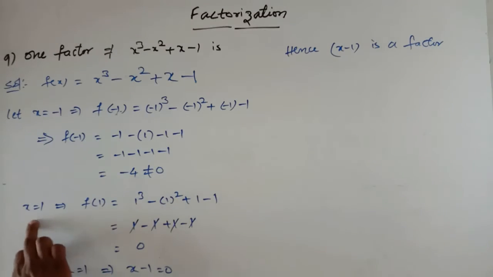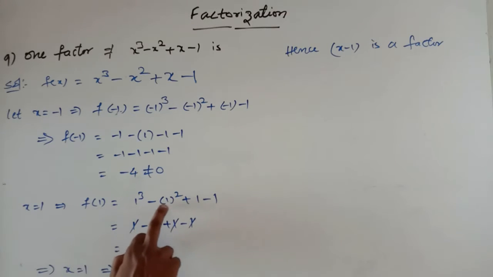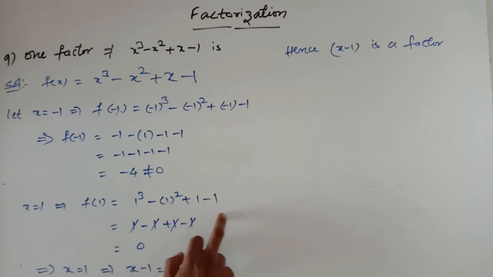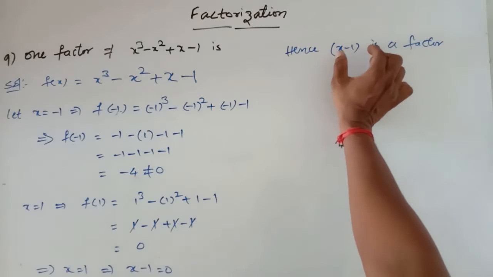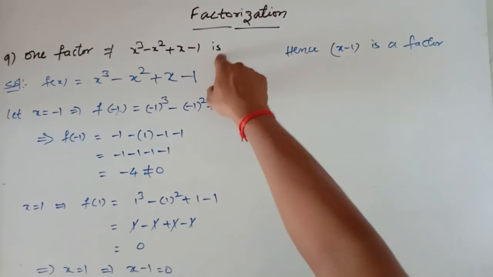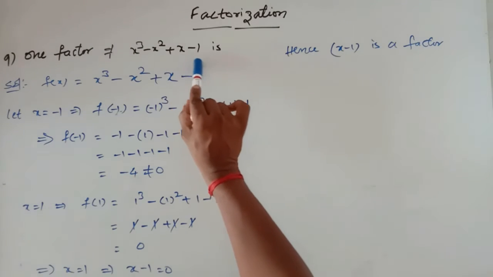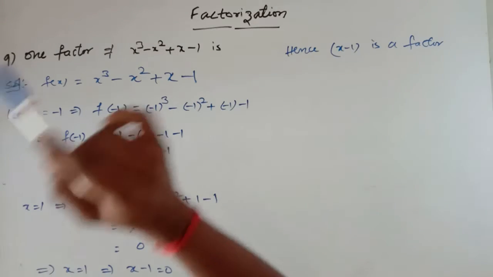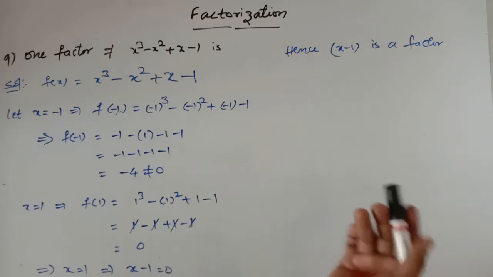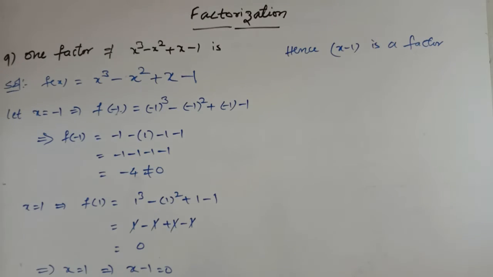Next I am taking x equal to 1, and f of 1 equals 1 cube minus 1 square plus 1 minus 1. Now after simplification I am getting 0. That means x equal to 1 is a factor. Now this x equal to 1, I am taking to the right side, then automatically x minus 1 is equal to 0. Therefore x minus 1 is a factor of the given expression x cube minus x square plus x minus 1. One factor is x minus 1. The remaining factors will be different.